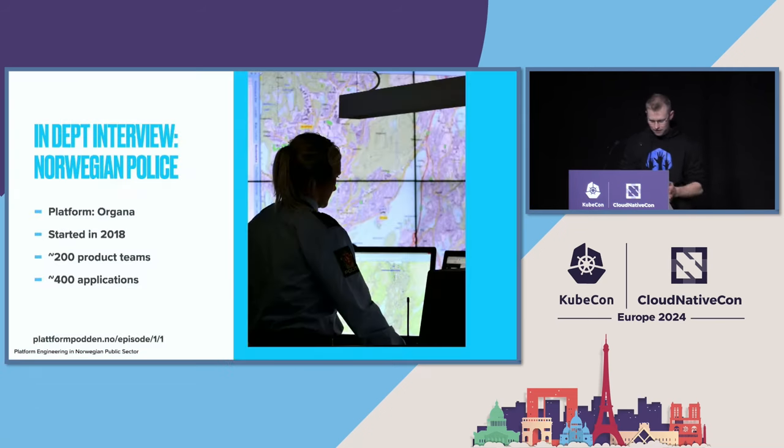I'm just going to briefly mention that we talked with the Norwegian police. They have a platform called Organa, and a fun fact about them is that everything is Star Wars themed. It's really cool. They are so nerdy, and they really love Star Wars. So if you like Star Wars, go and find them, there are two of them here. It started back in 2018. By now they have roughly 200 product teams and 400 applications running on their Kubernetes-based platform. They went with Kubernetes the hard way, running it themselves, and they are still running it that way and in very good shape.